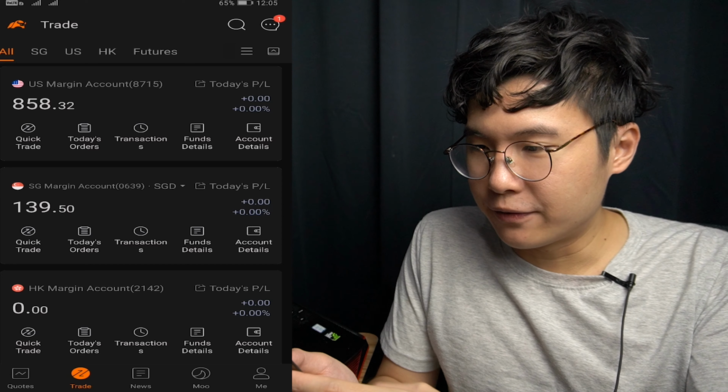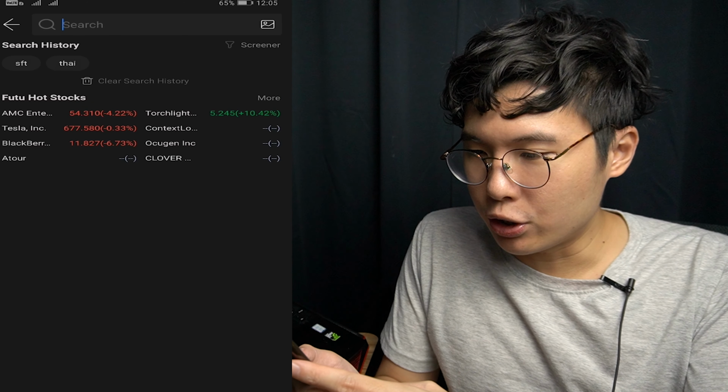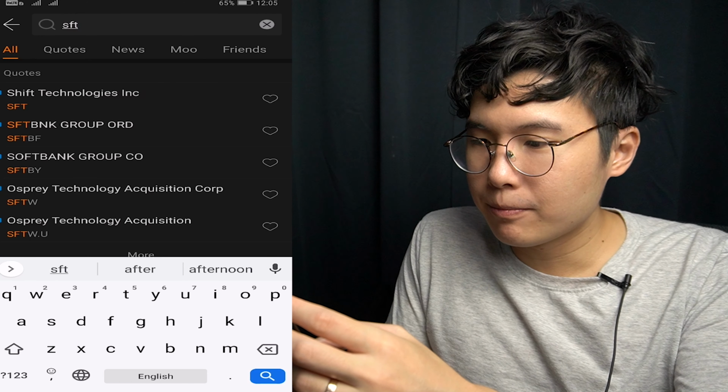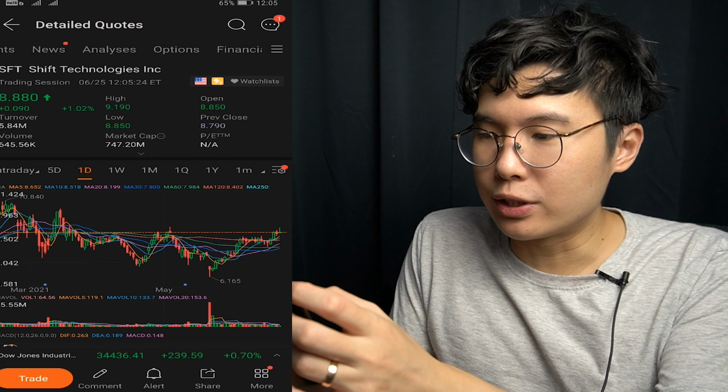In order to go to the options page, first you need to go to US quotes. I'm going to go to my company, which is SFT, Shift Technology, and scroll to the right, and you see options. The current market price of Shift is $8.80. When it comes to options, the important thing to understand is that one option equates to 100 shares. So while Shift stock is $8.80, when you trade a contract, you're looking at 100 times $8.80, which is $880. You better make sure you have that amount of money so that you can mitigate all the downsides.